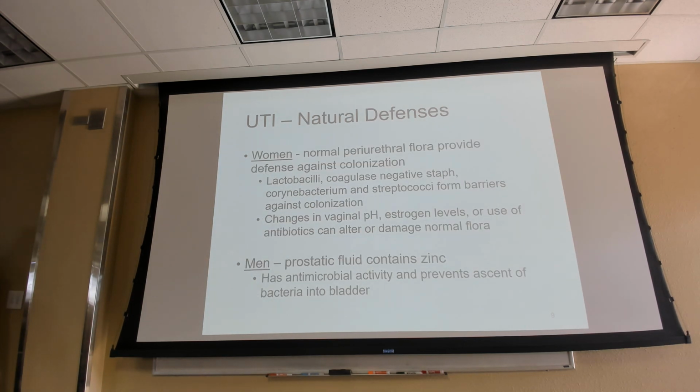Okay? So, a lot of words here. We have periurethral flora for women that are protective of foreign invaders, foreign bacteria, okay? And then we have the longer urethra in men, and they have some prostatic fluid secretions that contain zinc, which is slightly antimicrobial, but really what the natural defense mechanism down here is just, again, the anatomic length of the urethra.